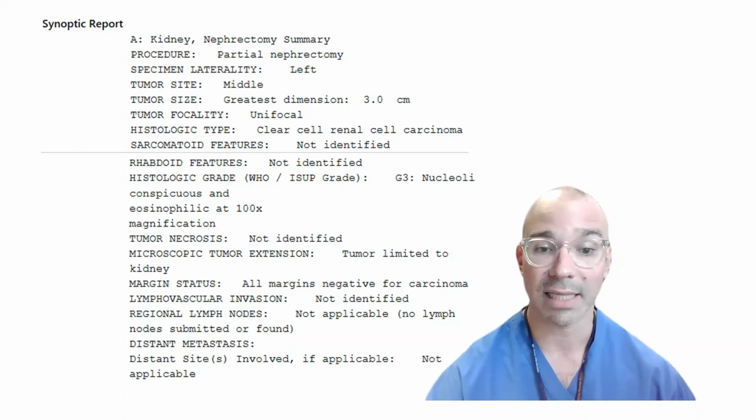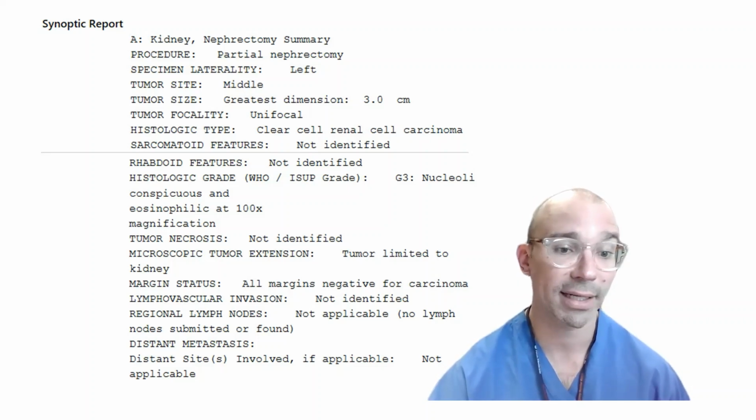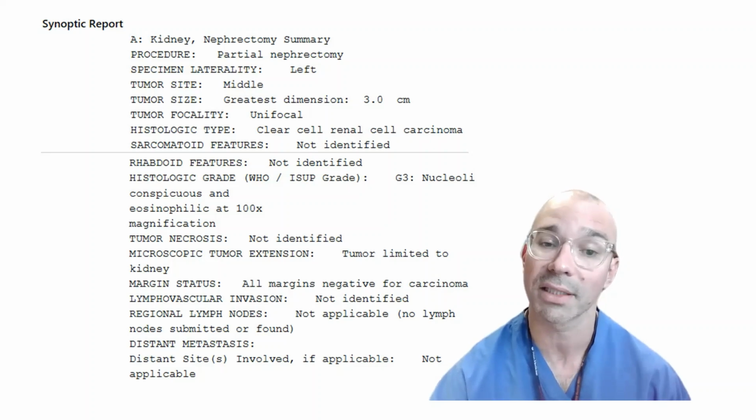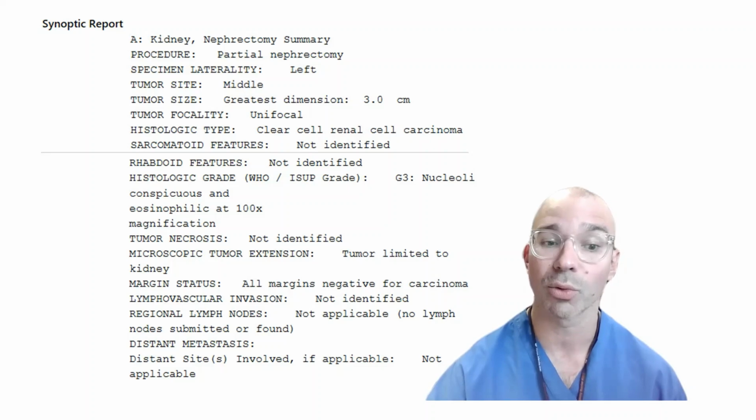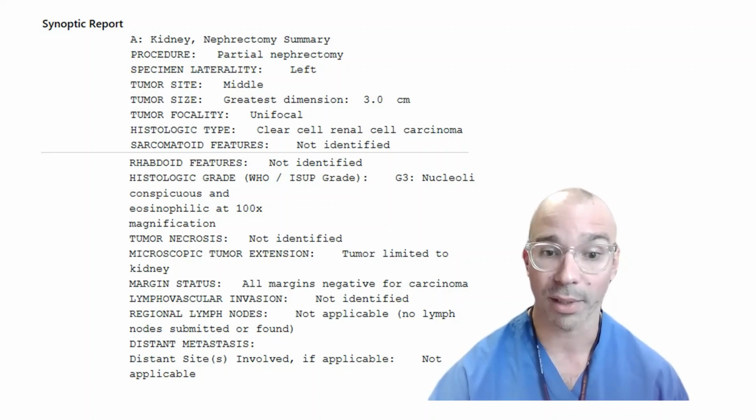Necrosis is a sign of cancer that has outgrown its blood supply and has died, usually a sign of high-grade cancers. Fortunately, no necrosis on this specimen. And if you look at the microscopic tumor extension, tumor was limited to the kidney. It was a stage 1 tumor because of its size.